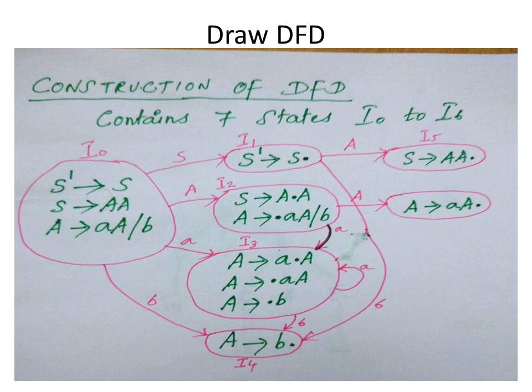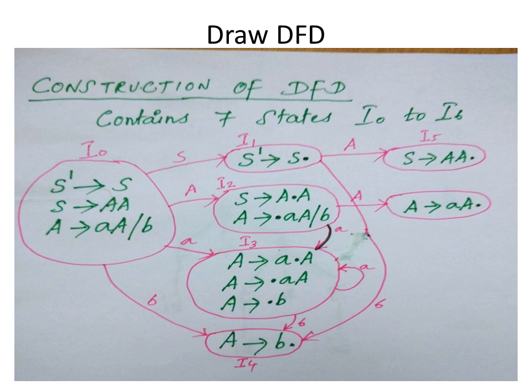And from I1 state, if you take small b as input, then that production will be capital A implies b dot. This is the production after taking b from I1 state. So that production is present in the I4 state. That is why an arrow is drawn from I1 to I4 by taking the input b. So this is how we are constructing the DFA diagram by using the production rules.